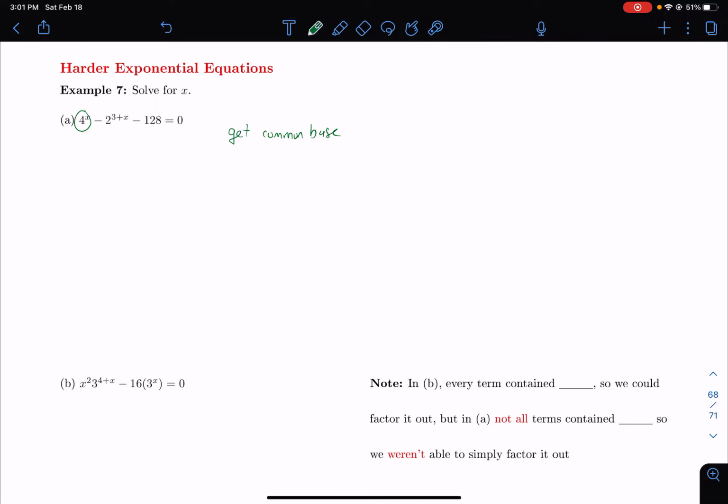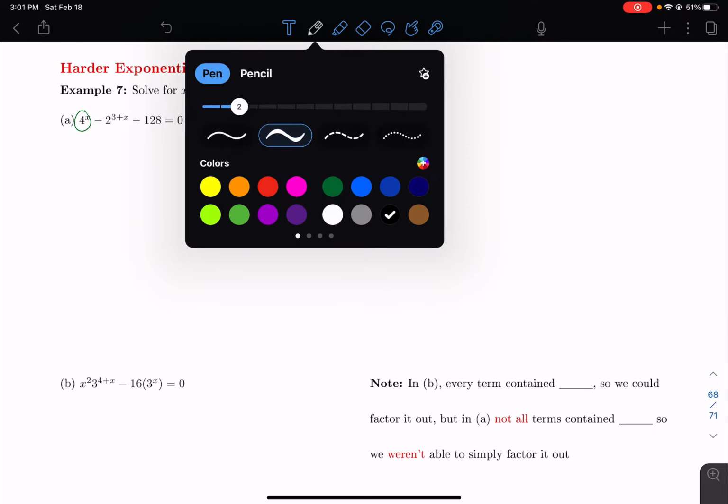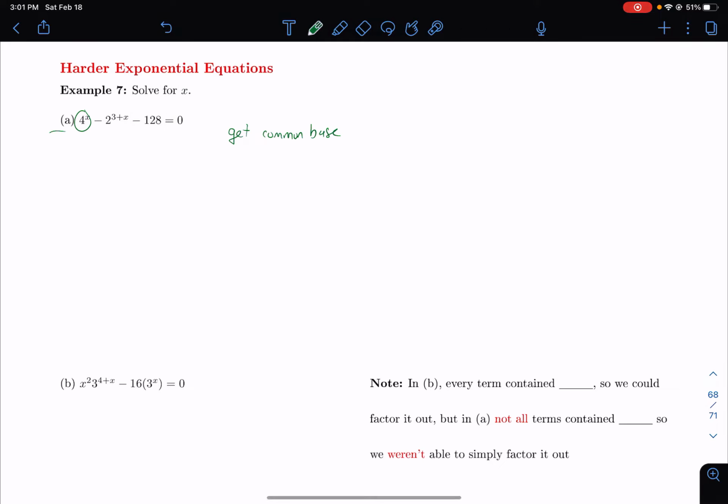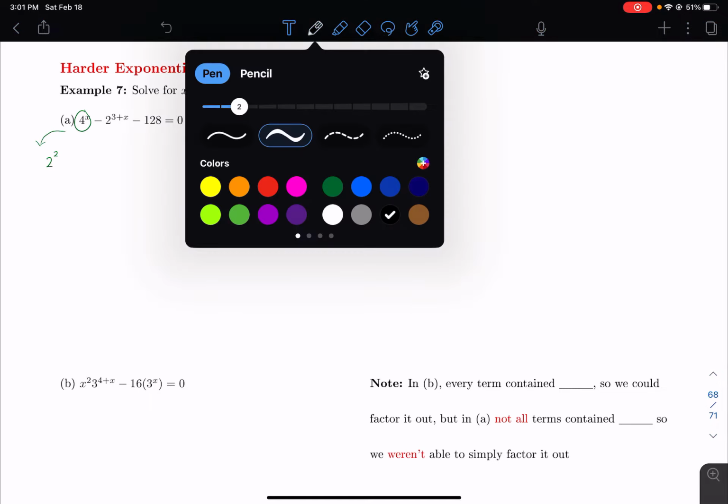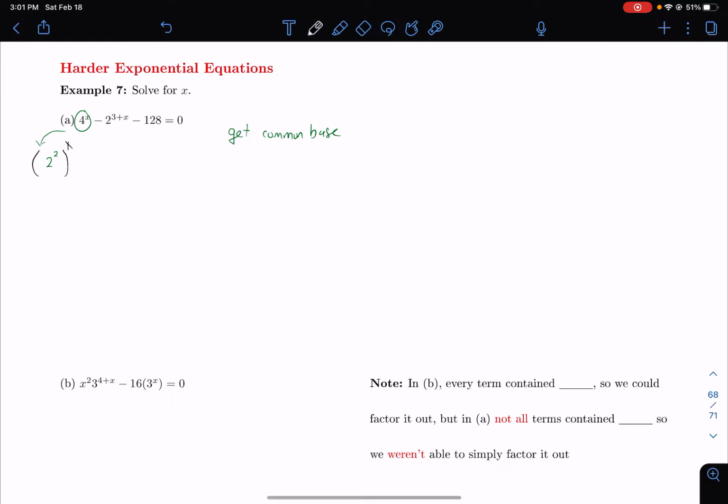Okay, so with the 4 to the x, 4, I'm going to write this on the side, is 2 squared. So that gets a common base for us. We got 2 squared to the x power. And then with that next term, I'm going to use an exponent property as well to split it up. So that's the same thing as 2 to the 3 and then 2 to the x being multiplied together. Because when you multiply 2 to a power times 2 to a power, those exponents add together. Okay, so we get this, and then we also have that minus 128 equals 0.